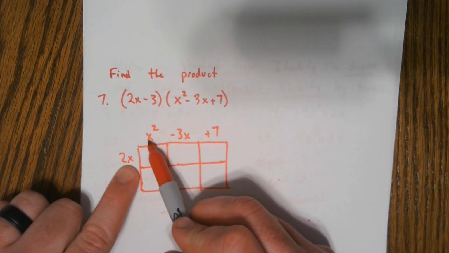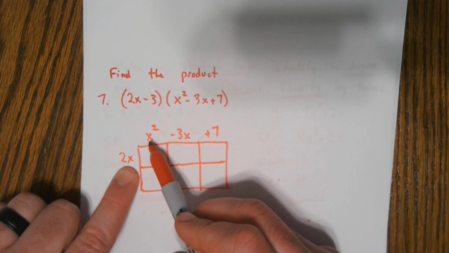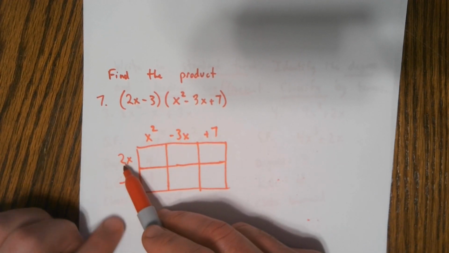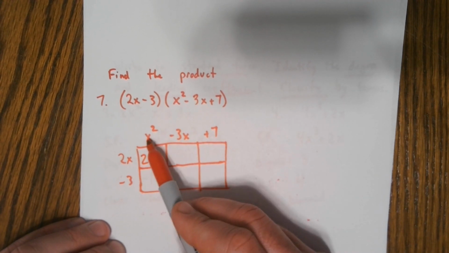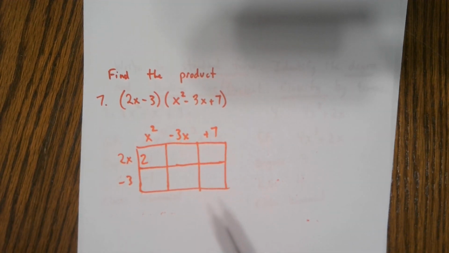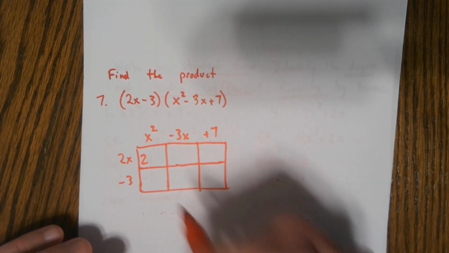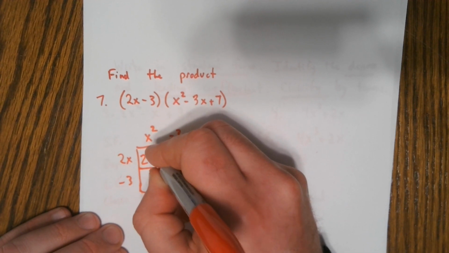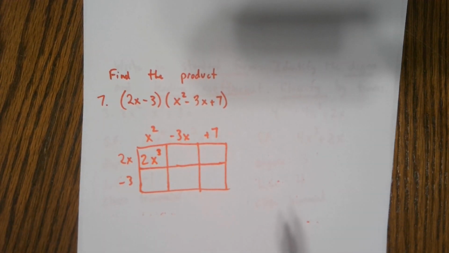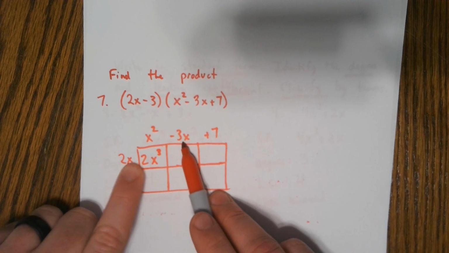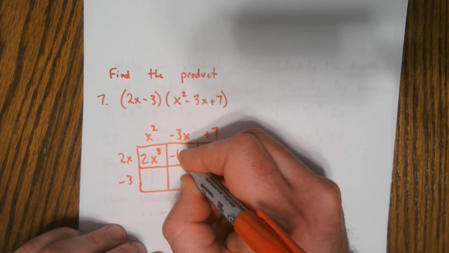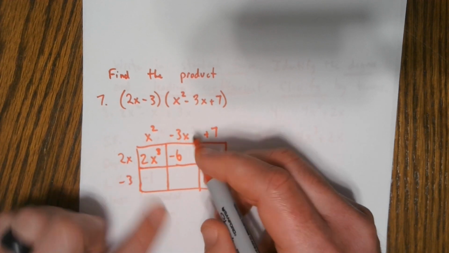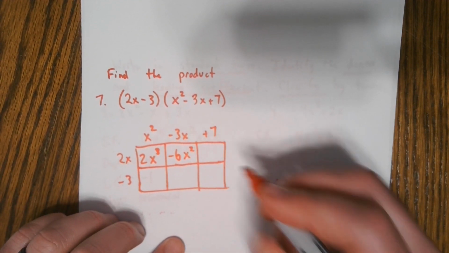So 2x times x squared. First take just the number or the constant term or the coefficient. That's a 2. And then I'm taking the variables. I have x here and then x squared here. So I'm essentially taking x times x times x. There are 3 x's, so it's x cubed. This box right here, again, I multiply the coefficients first, and I get -6. And then the variables, I have x times x, that's x squared.